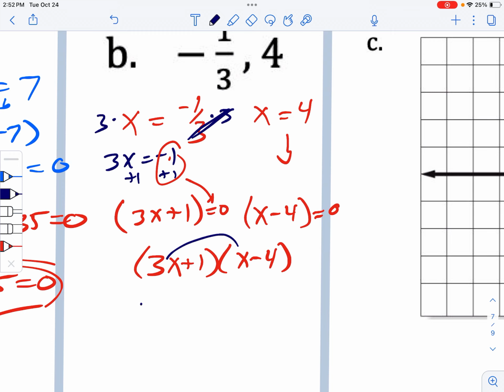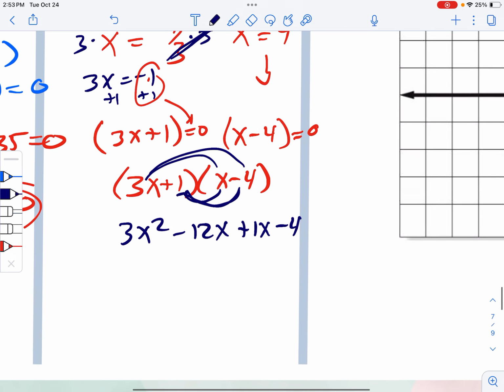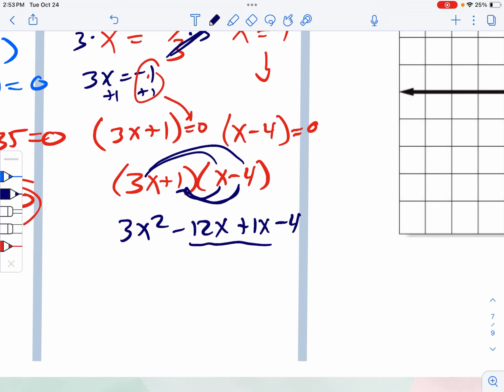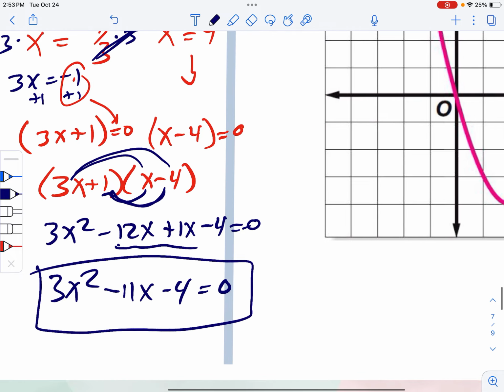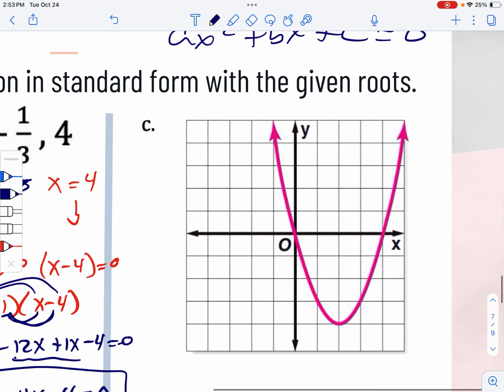3x times x, that's 3x squared. 3x times negative 4, that's negative 12x. And then distribute the 1 through the quantity. So that's 1x and negative 4. 1 times negative 4 is negative 4. Combine these like terms. 3x squared, negative 12x and 1x is negative 11x, minus 4, and just set it equal to 0. There it is. There's the quadratic equation that it came from.